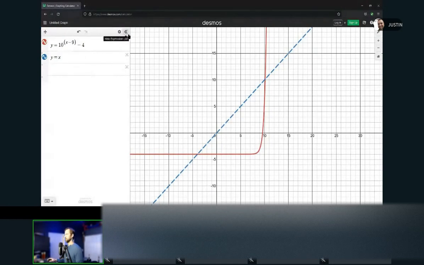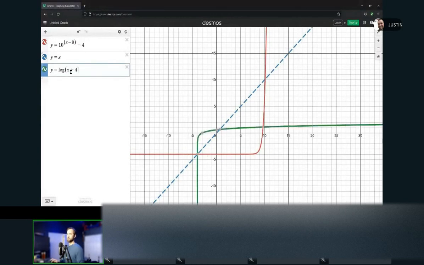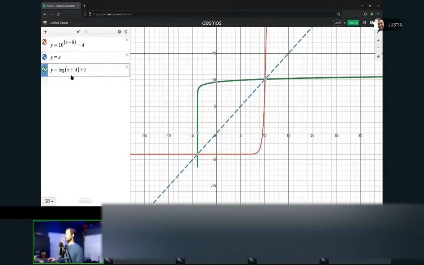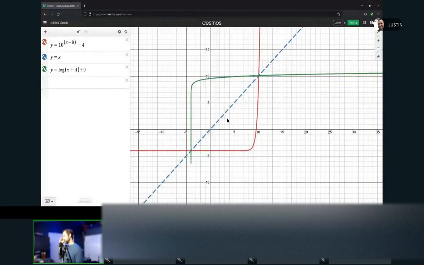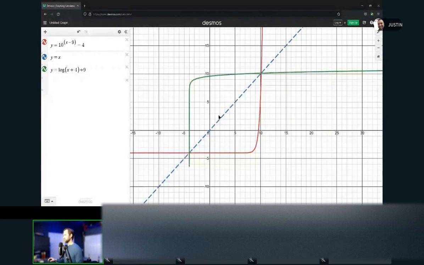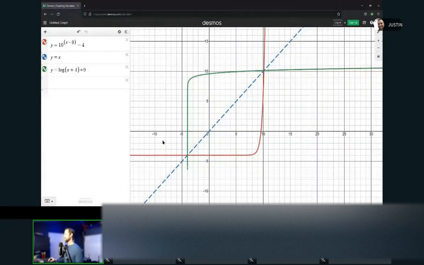Now the inverse that we found was y equals log of x plus 4, and then plus 9. I think that's right. Yeah, that's right. Here's the original, and if we reflect it over the y equals x imaginary line, it creates the reflection. So based on our answer, and we graphed it, we can confirm that they are indeed reflections of each other, and it is correct.